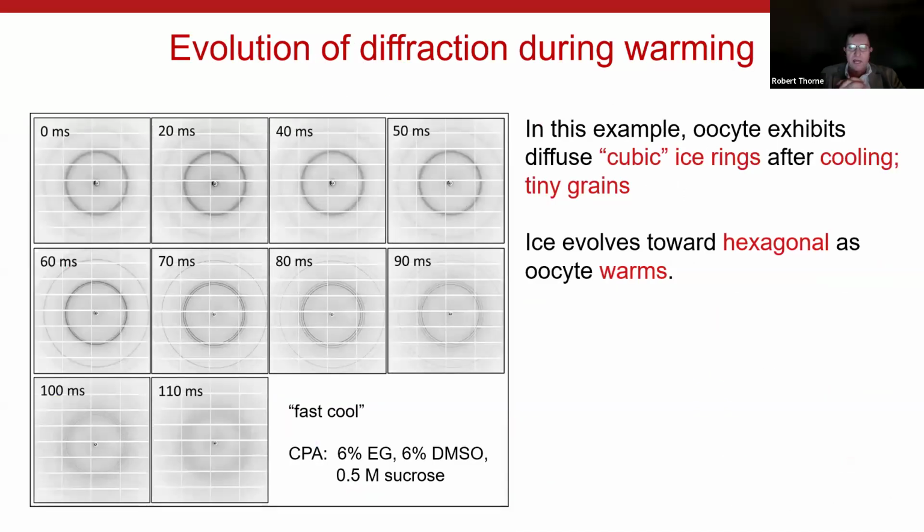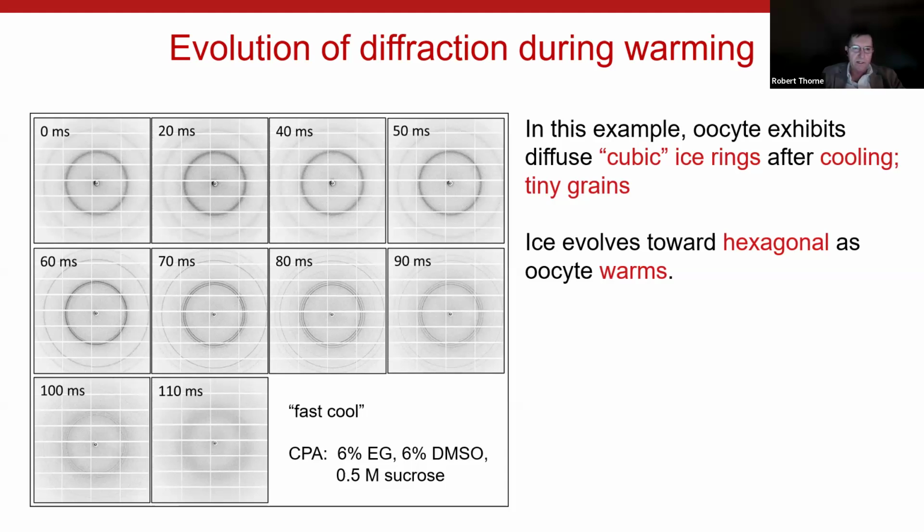So what happens during warming? You may start with a sample that either has no ice after cooling, or it may have some ice. Here I'm showing the diffraction pattern in the case where there's a very weak and diffuse cubic ice diffraction after cooling. So you see these rings here. They aren't as wide and diffuse as for pure water. They're coming from very small grain cubic-like ice.